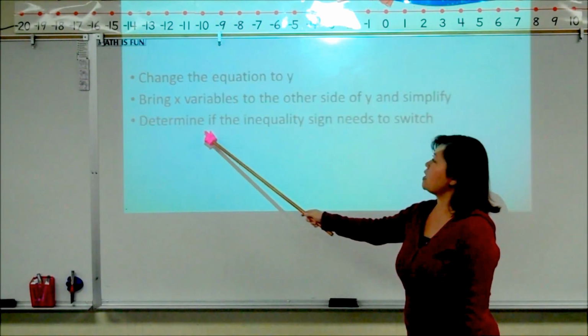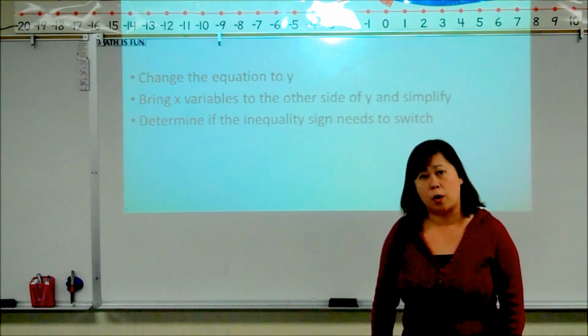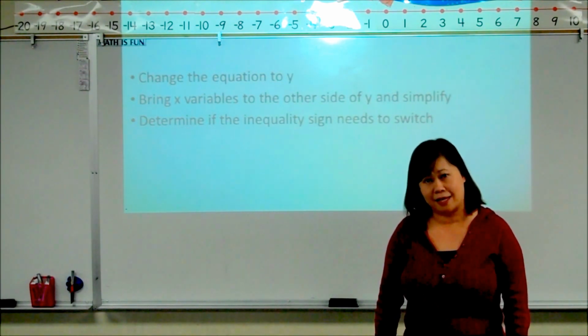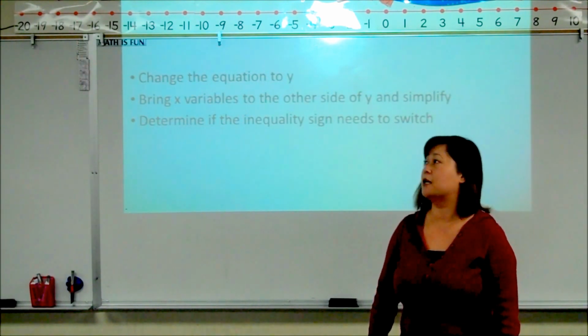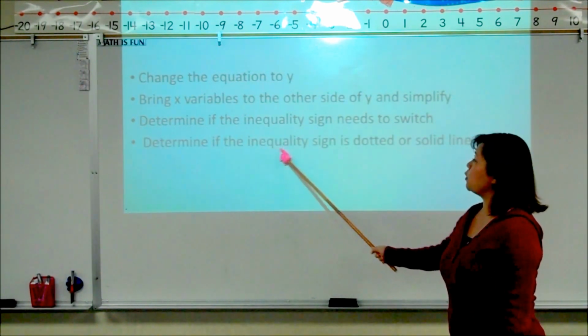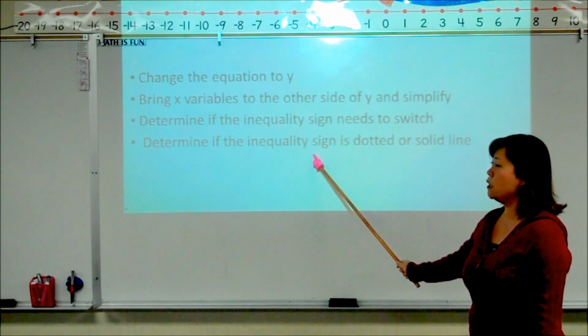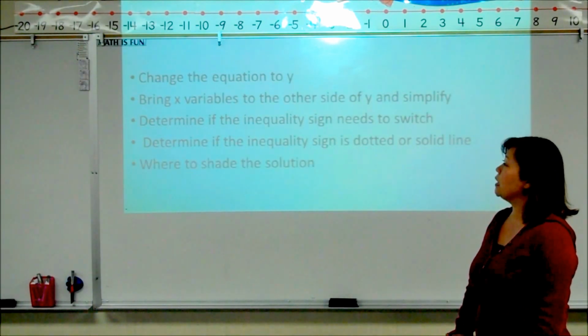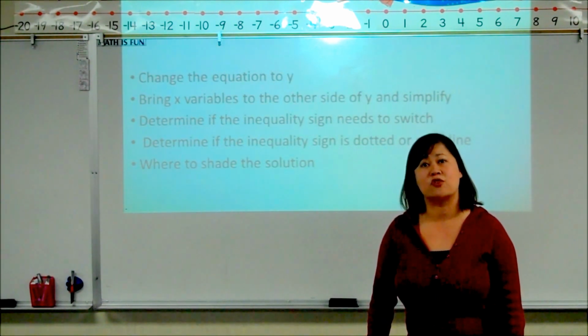So determine if the inequality sign needs to switch. Remember, you're only switching the inequality sign if you're dividing by a negative. If you're subtracting by a negative, you will not switch the inequality sign. You also have to determine if the inequality sign is a dotted or a solid line. Once we're ready to graph it, we'll determine that. And then the last part is the shading. So we have to decide where the solution is by shading that.